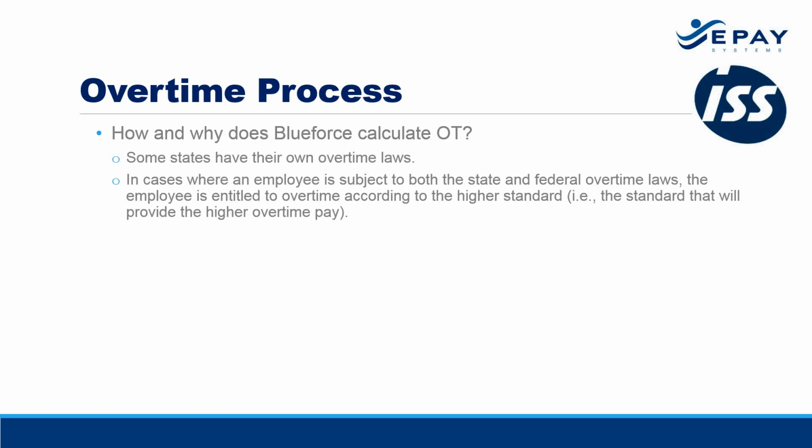But in cases where an employee is subject to both state and federal overtime rules, the employee is typically entitled to overtime according to the higher standard. The higher standard normally is driven by the state rule, because most states determine that they want a different standard. That's why in the California instance we do the California rule. The standard that provides the higher overtime pay is the key to keep in mind.